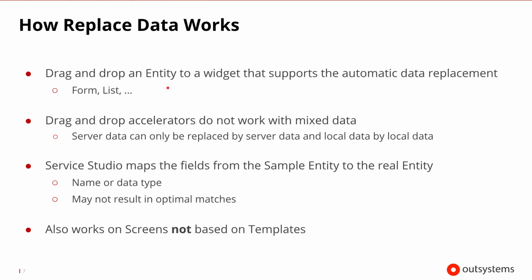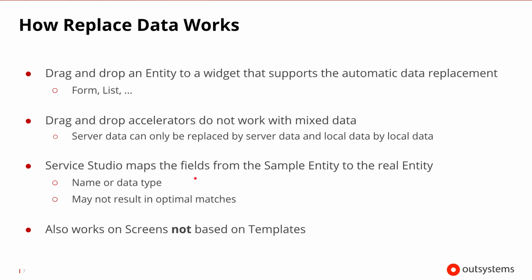So what happens is, once that drag and drop has occurred, it will begin the automatic data replacement cycle. And what that does is it tries to view the data that is inside of the sample entity, and it will then look at the real entity, and for anything that has the exact same name or similar names in the same data type, it will map those fields together.